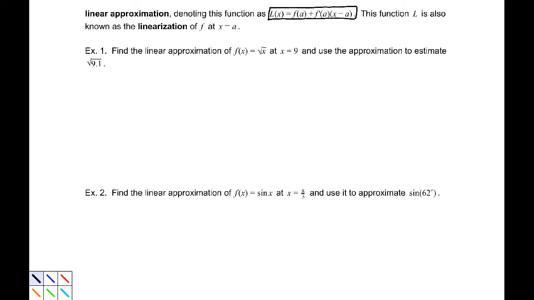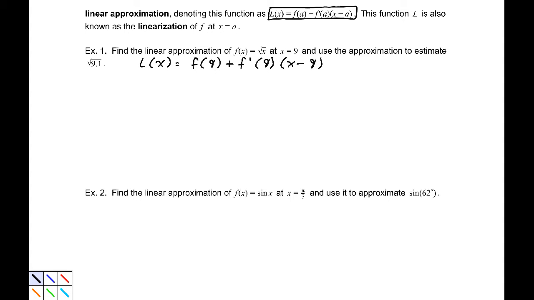And another thing is, this function is only going to be valid close to that point, in our case close to 9. Well, L of x is equal to f of 9 plus f prime of 9 times x minus 9. That is the function. So we need to find each of those pieces.